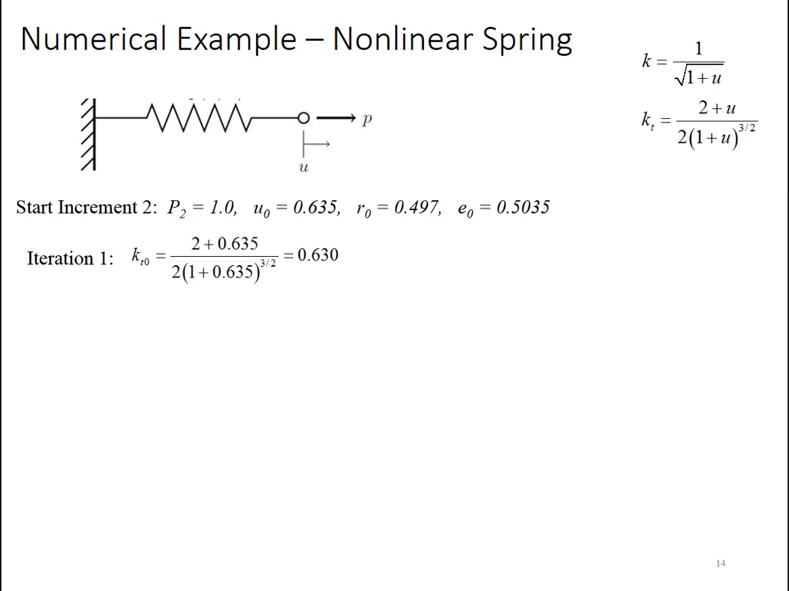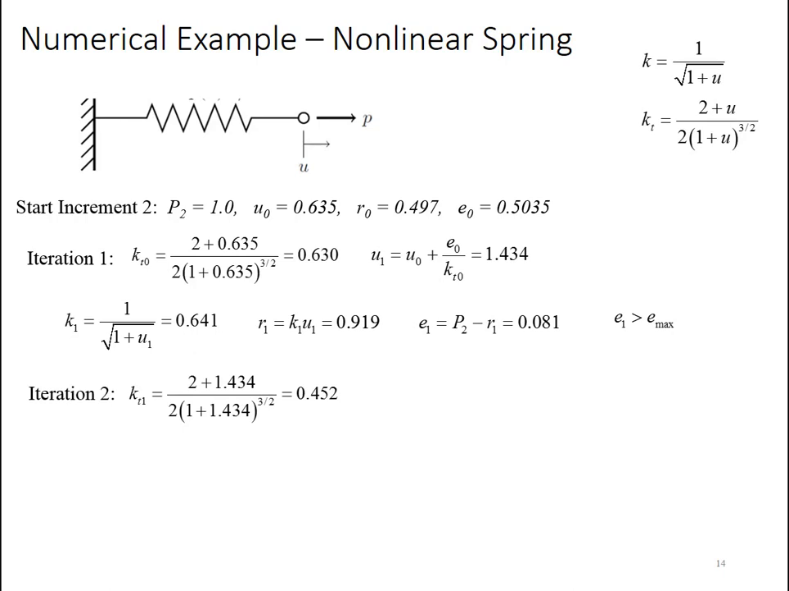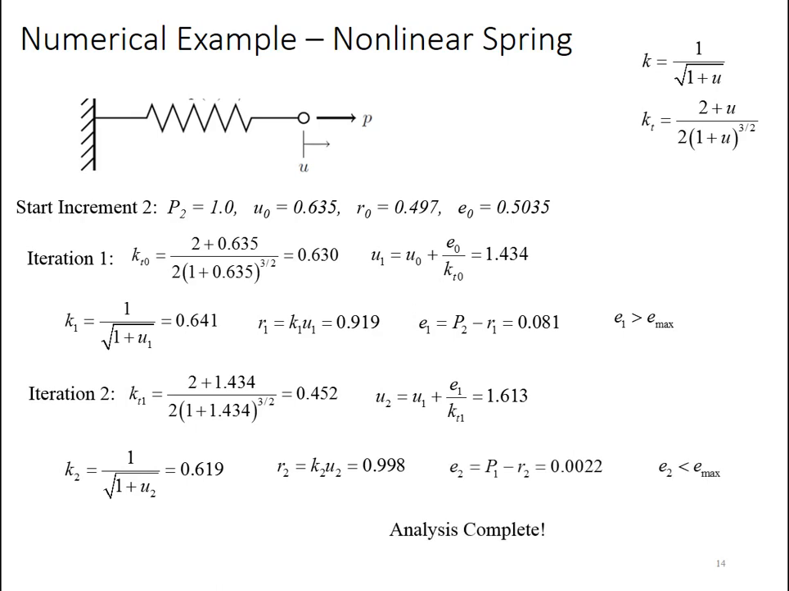Okay, for iteration 1, we calculate a tangent stiffness, we get a displacement estimate, then we have a secant stiffness, a reaction force, and an error. We find in this case the error is too big, so we go on to iteration 2, get an updated tangent stiffness, a new displacement estimate, a new secant stiffness term, a reaction force, and a new error which is now small enough, and that means our analysis is complete.